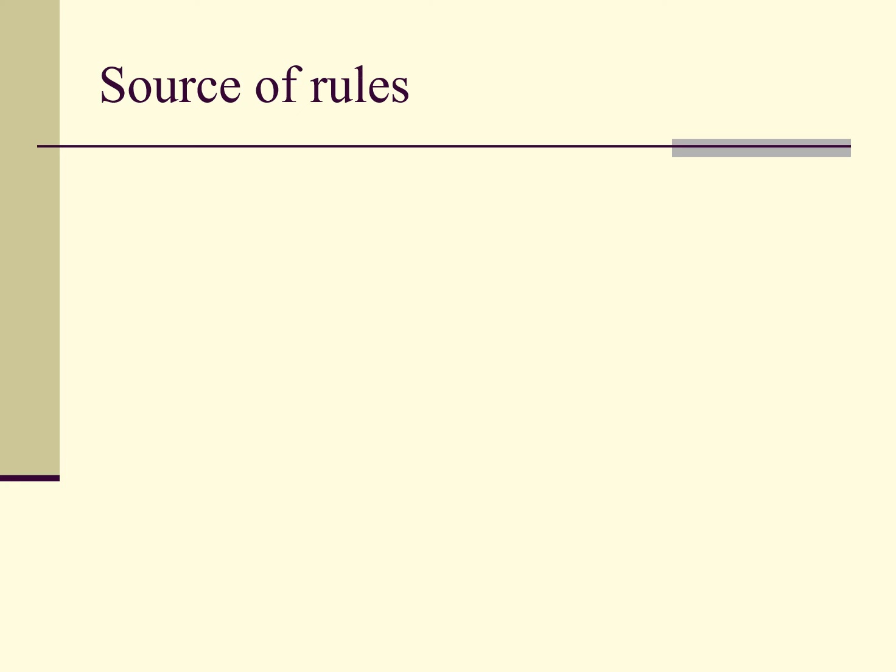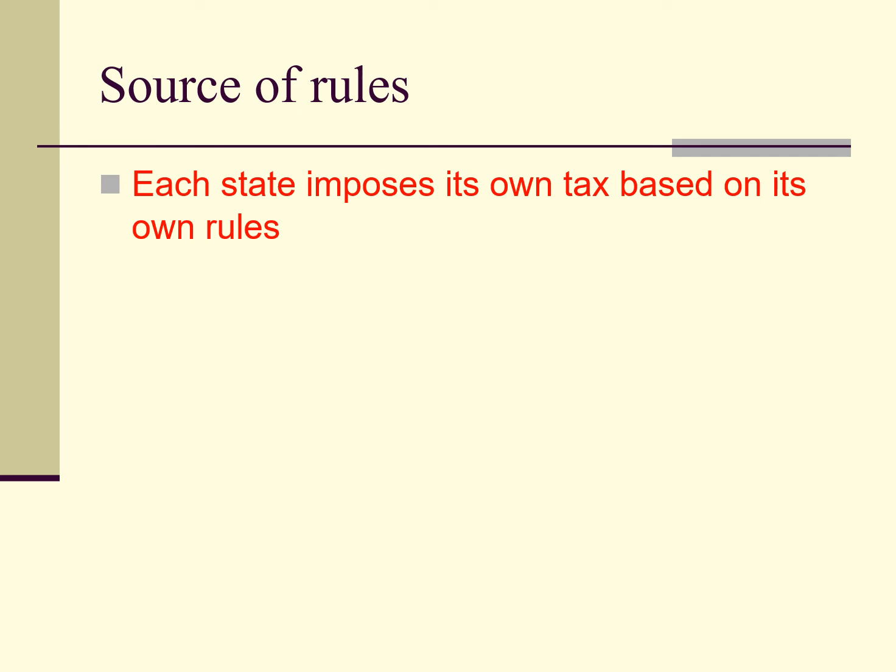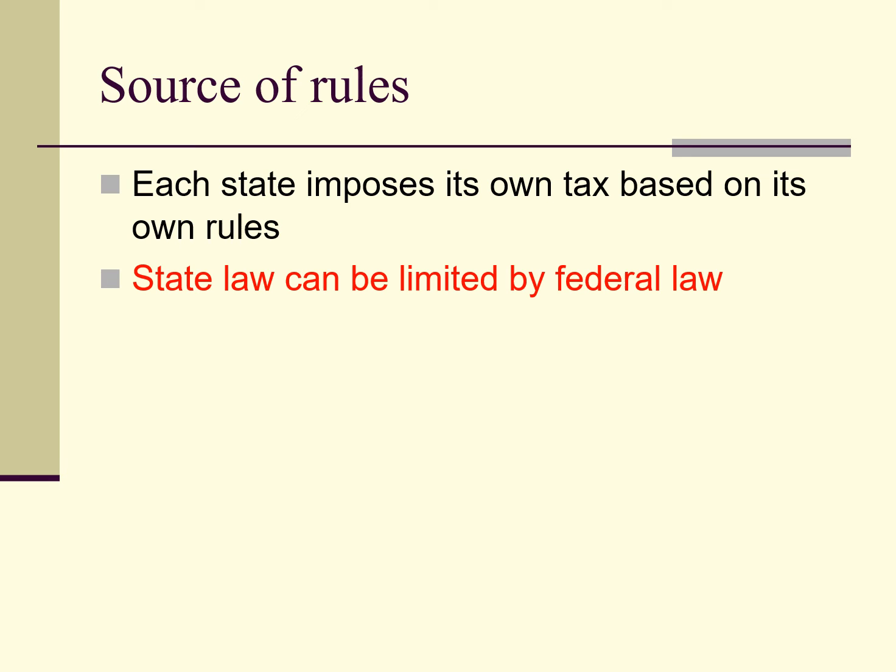Now let's discuss the source of sales and use tax rules. Each state imposes its own sales and use tax based on its own sales and use tax statutes, regulations, rulings, and court cases. State law is sometimes limited by federal law, especially in the case of interstate commerce. For example, the ability of states to require out-of-state sellers to collect tax is restrained by federal law.